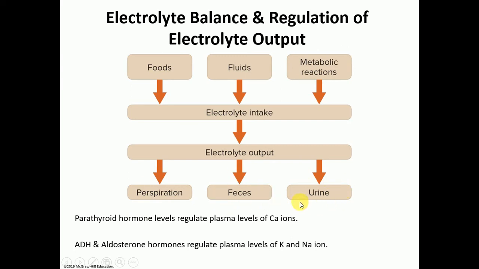Now, some electrolytes are more important than others, so you'll find that some hormones are dedicated to maintain these levels constant. For example, calcium ions are regulated mainly by parathyroid hormone. And then you have potassium and sodium ions, which are regulated through the actions of ADH and aldosterone.